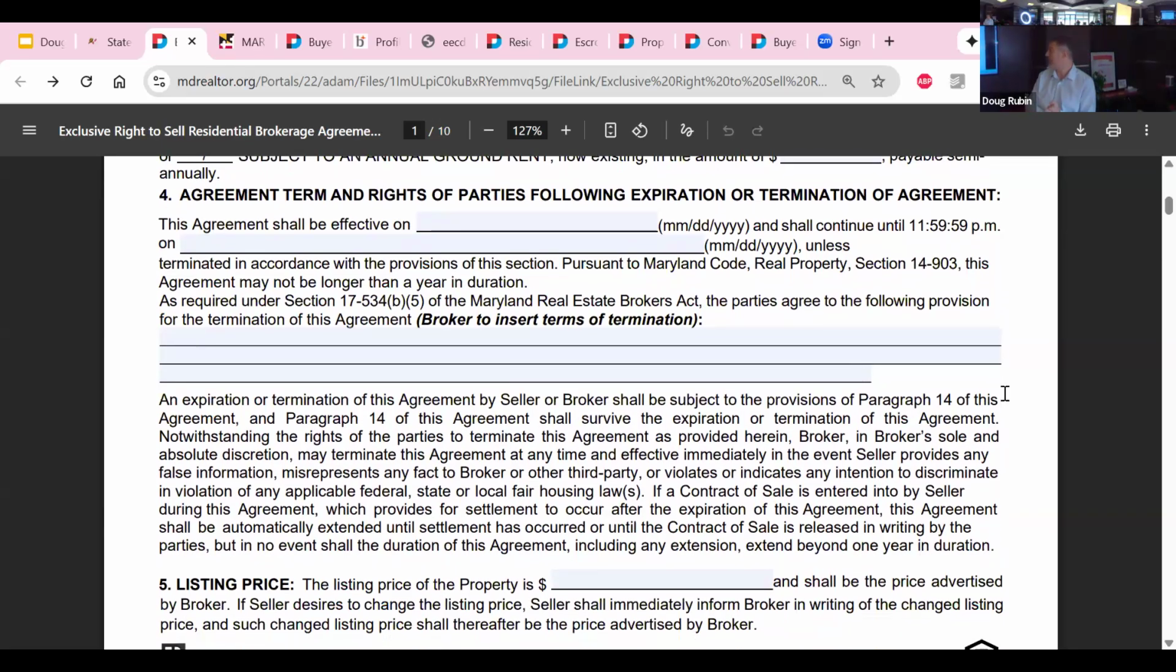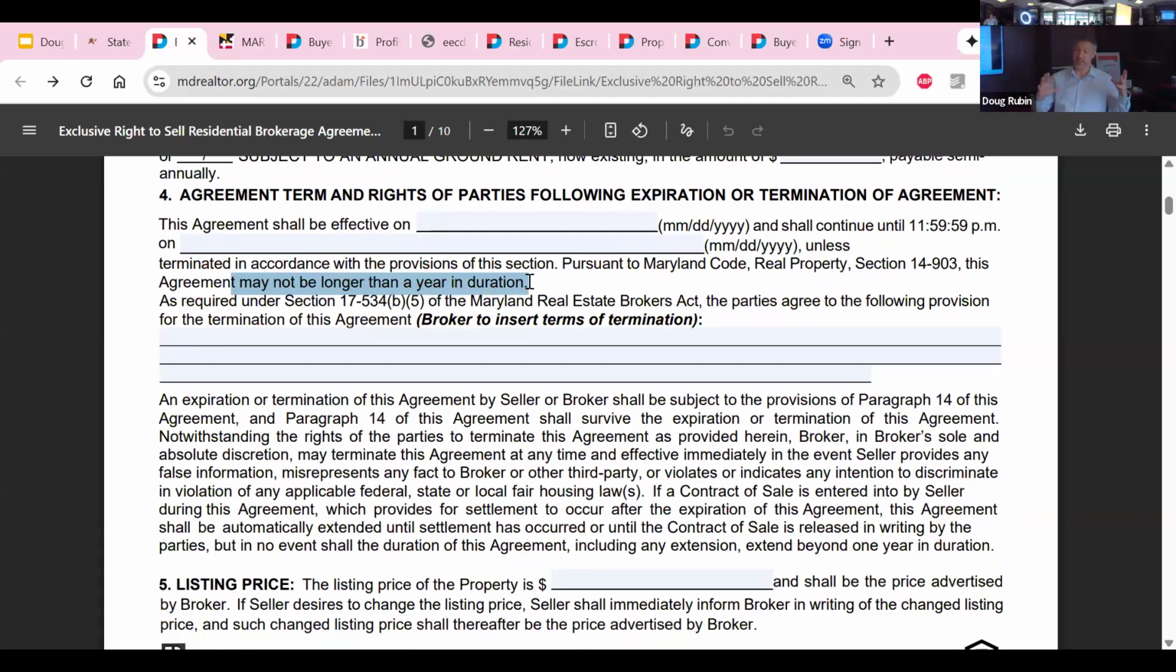Okay. Every single agreement has to have a beginning date and an end date. They cannot go on perpetually. In fact, they just updated it. I want to say a year ago, where they say the agreement may not be longer than a year in duration.